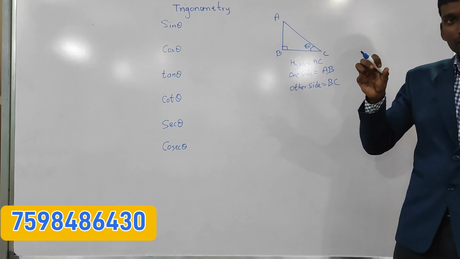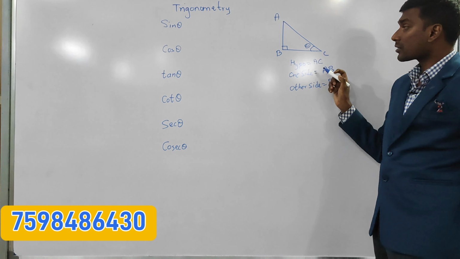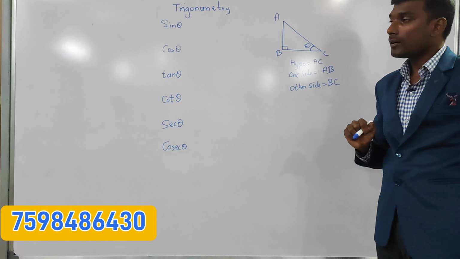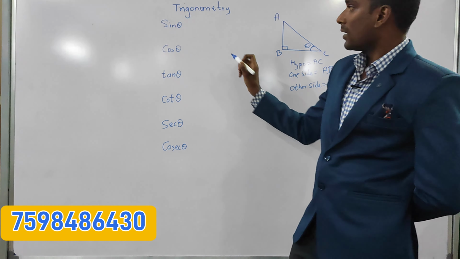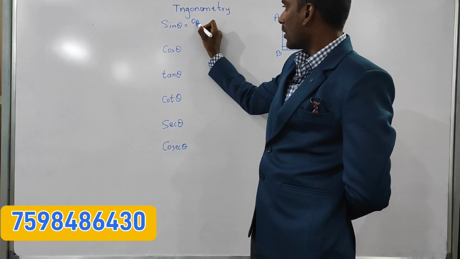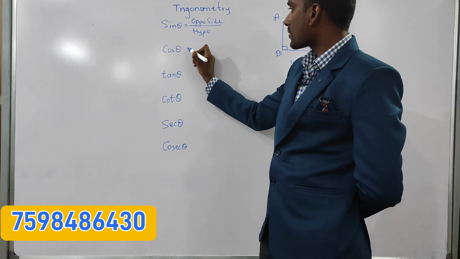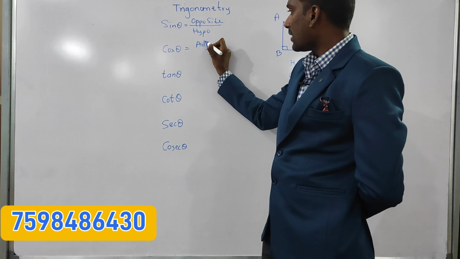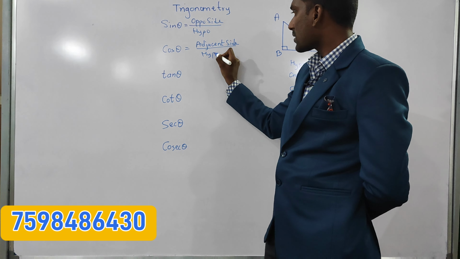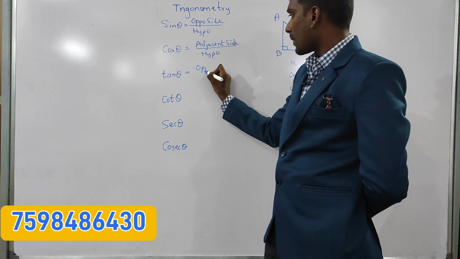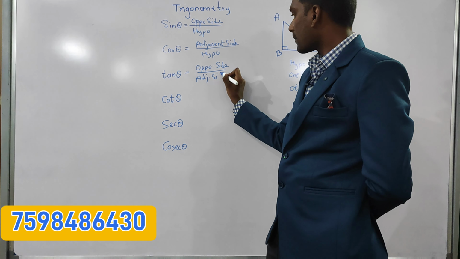Theta indicates angle. I can take alpha, beta, gamma, any notation. So this is angle C, this is equal to theta. Now let us try to understand the definition of sine, cos, tan, and we'll apply those values. Now the formula for sine theta is opposite side by hypotenuse. Cos theta is adjacent side by hypotenuse side. Tan theta is opposite side divided by adjacent side.